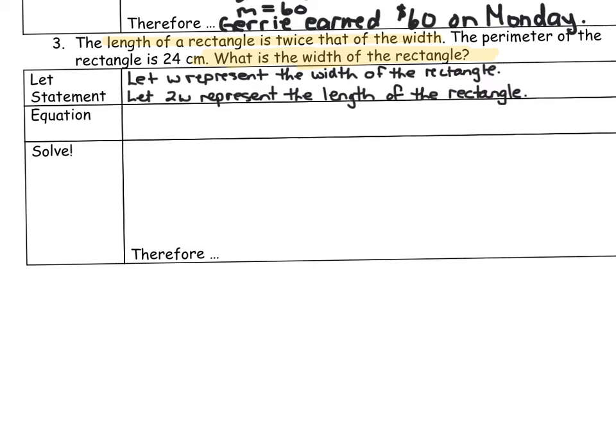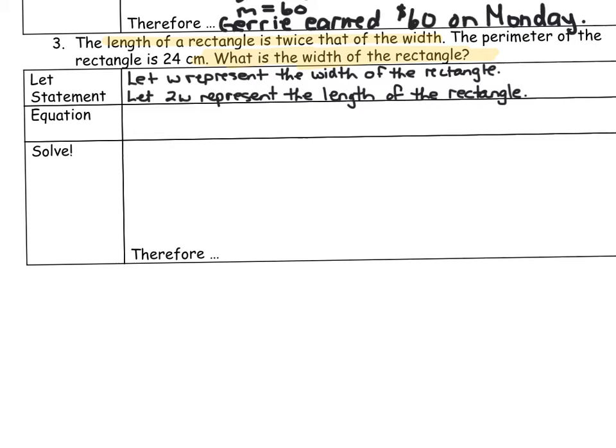So this time in my let statement, I specified both what the length and the width will be, because we have the space in that little box. So let W represent the width of the rectangle, and based on the clues that we were given, we can say let 2W represent the length of the rectangle.